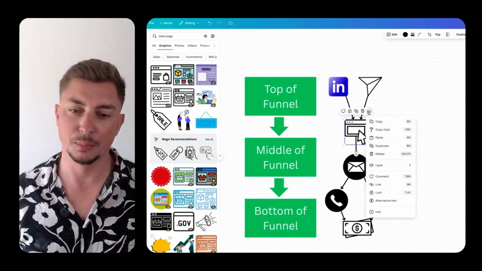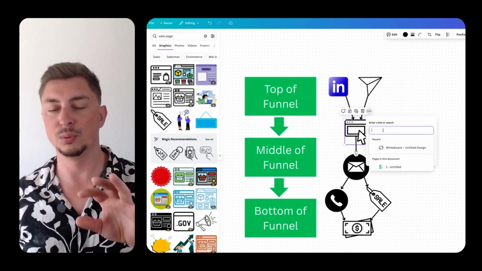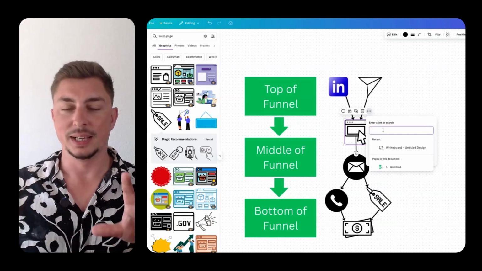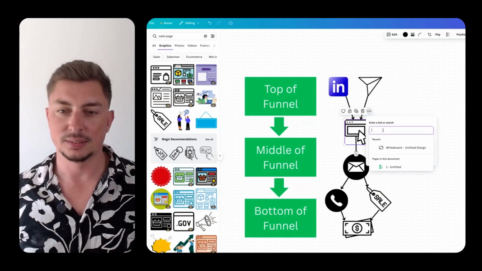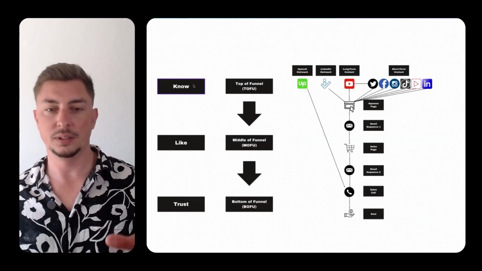So if you click here on more, you'll see that there's a link option, and here you can enter a URL, which will take whoever is looking at this map onto that particular asset. So let me show you what I've done for myself. This is my funnel here. And as you can see, I've mapped it out.